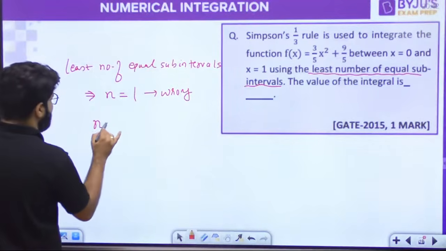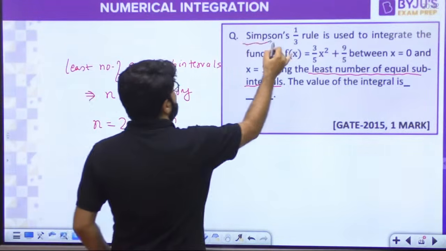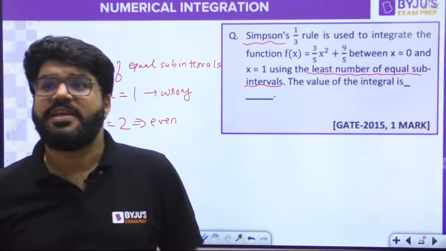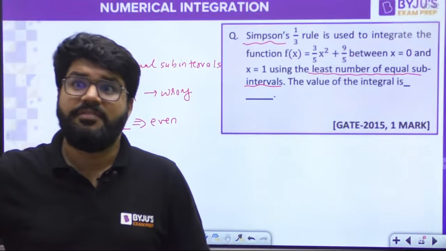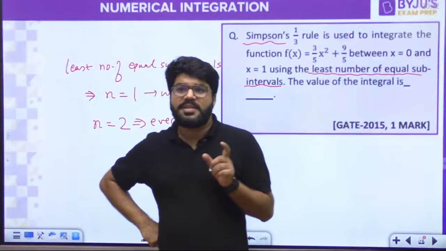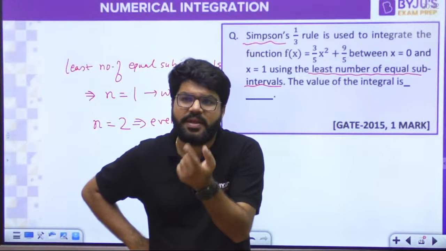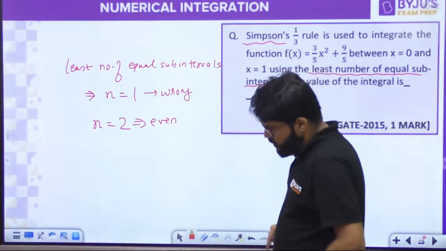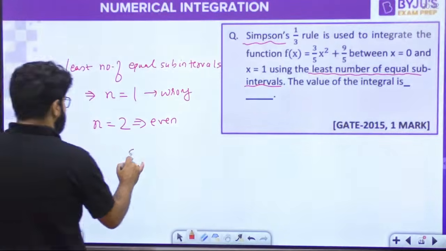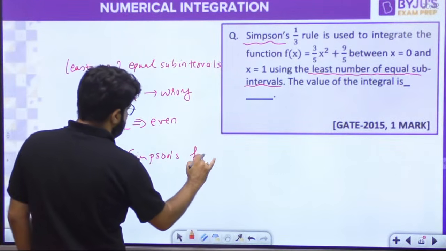Why? The real answer is n equal to 2, because in Simpson's we should always have an even number of subintervals. Okay, that is the catch of the question. Simpson's means even number of subintervals. So what is the least even number? 2. So the number of intervals will be 2. Now you can apply the Simpson's formula. I will tell you an alternate.